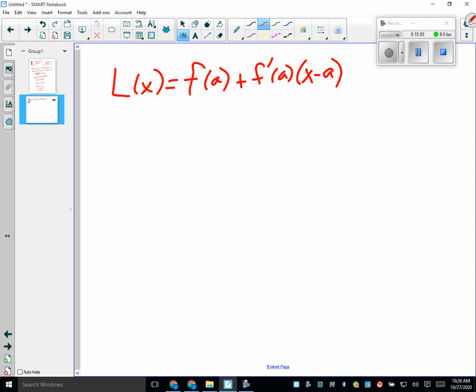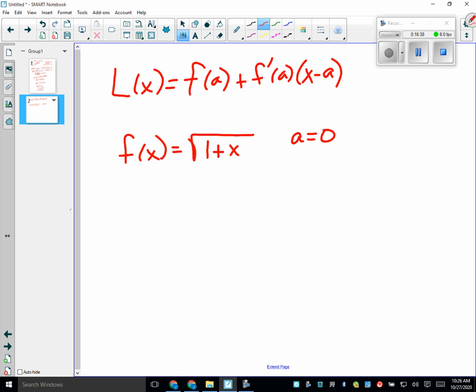All right? So what we're going to do is first find the linearization at x equals a. We're going to find the linearization. This is the problem: f of x equals radical 1 plus x, and a equals 0. So now I'm just going to do the formula.